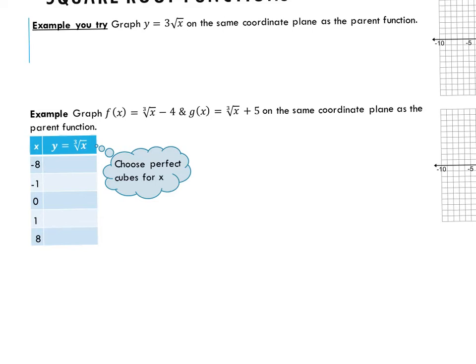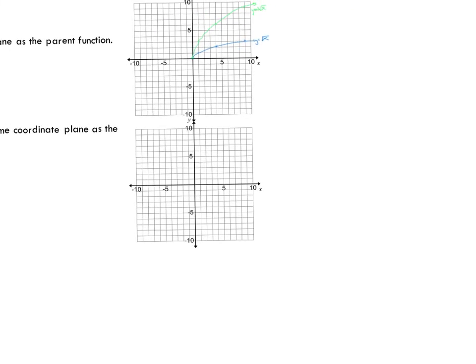when we want to graph f of x equals the cube root of x minus 4 and g of x equals the cube root of x plus 5 on the same coordinate plane as the parent function. So this time we're going to want to choose perfect cubes so that we can graph whole numbers. We know the cube root of negative 8 is negative 2. The cube root of negative 1 is negative 1. 0, cube root of 1 is 1, and the cube root of 8 is 2. So let's graph and see what this looks like.